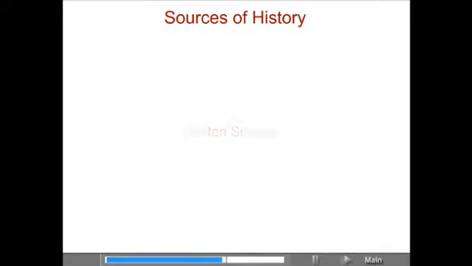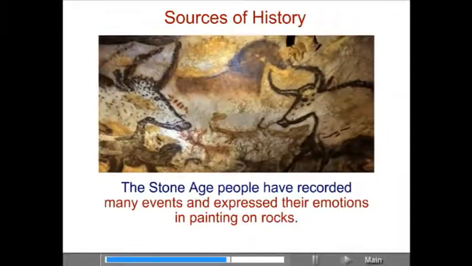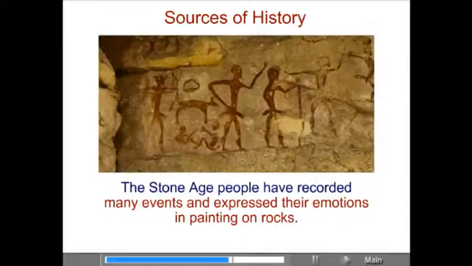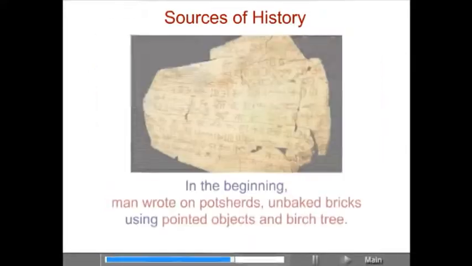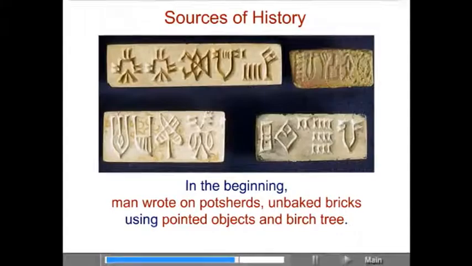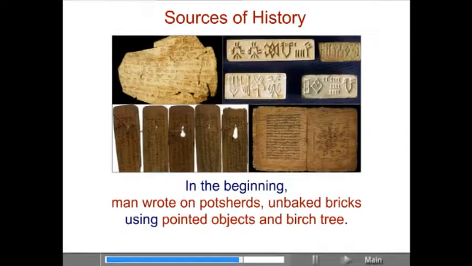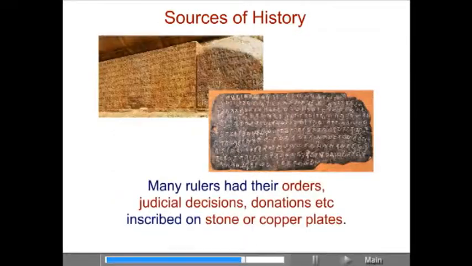Written sources. The Stone Age people have recorded many events and expressed their emotions in paintings on rocks. In the beginning, human beings wrote on potsherds, unbaked bricks, using pointed objects, and birch trees. Many rulers had their orders, judicial decisions, donations, etc. inscribed on stone or copper plates.